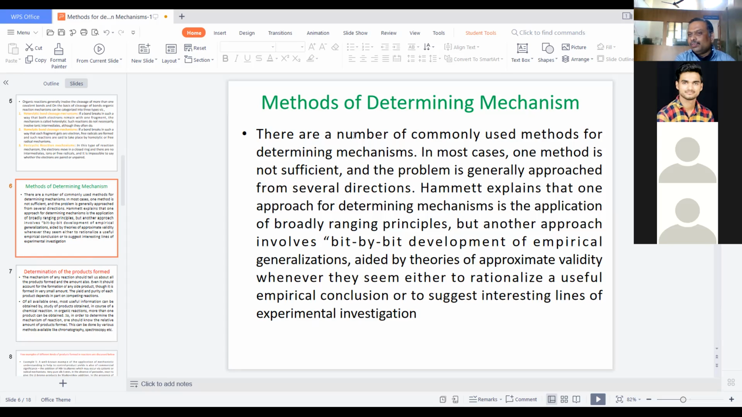There are a number of commonly used methods for determining mechanism. In most cases, one method is not sufficient. एक method sufficient नाही. And the problem is generally approached from several directions. And Hammett explained that one approach for determining mechanism is the application of broadly ranging principles, but another approach involves bit by bit development of empirical generalization aided by theories of approximate validity, and whenever they seem either to rationalize a useful empirical conclusion or to suggest interesting lines of experimental investigations.